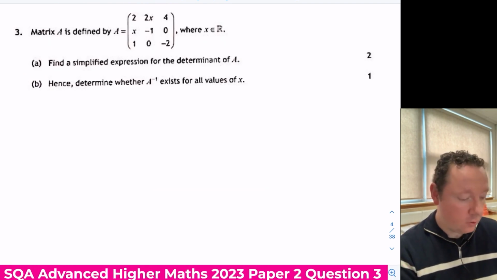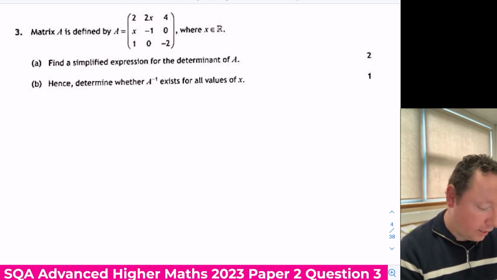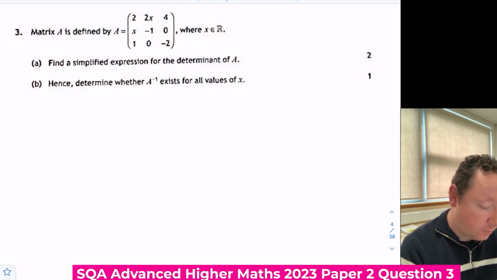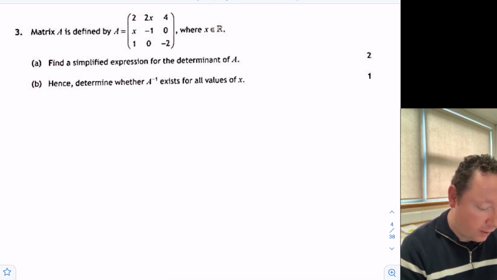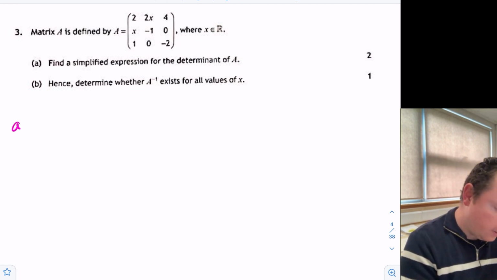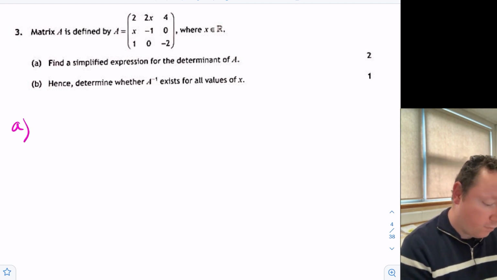SQA Advanced Higher Maths 2023, Paper 2, Question 3. The matrix A is defined as this matrix, where x is a member of the real numbers. Find a simplified expression for the determinant of A for 2 marks, and then determine whether the inverse exists for all values of x. So the determinant of the matrix, let's start with that.